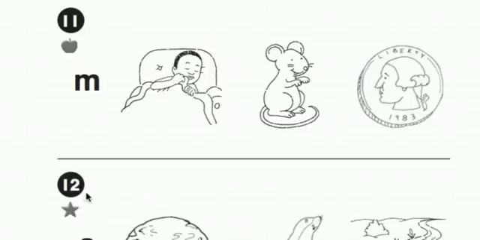Number 12. Look at the letter S. What sound does it make? Now listen to the names of the pictures. Nut, seal, log. Circle the picture whose name begins with the S sound.